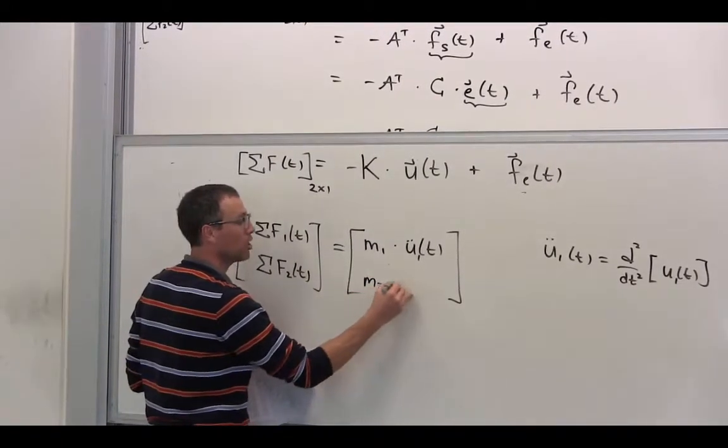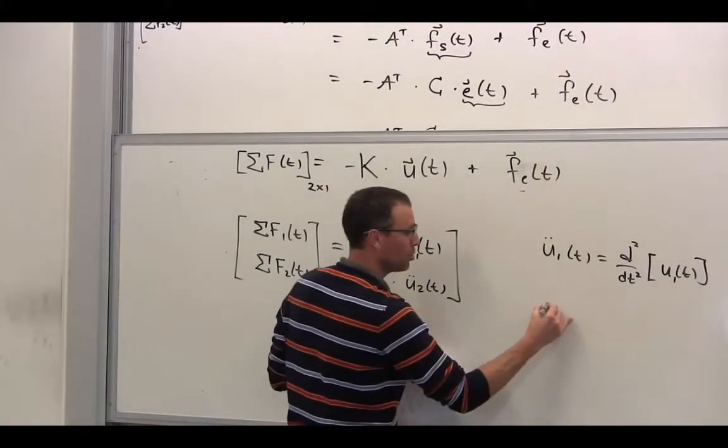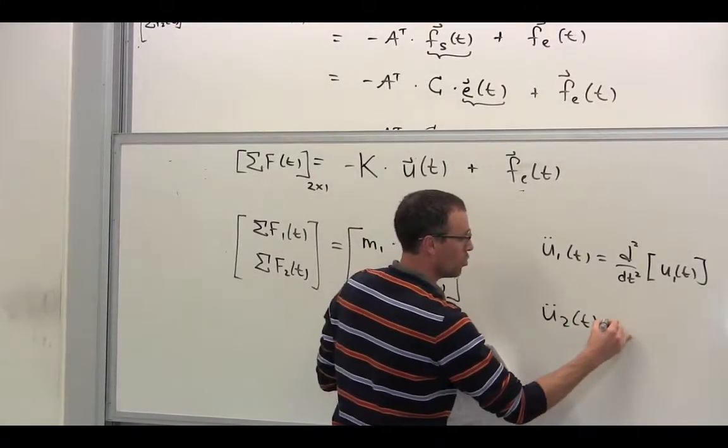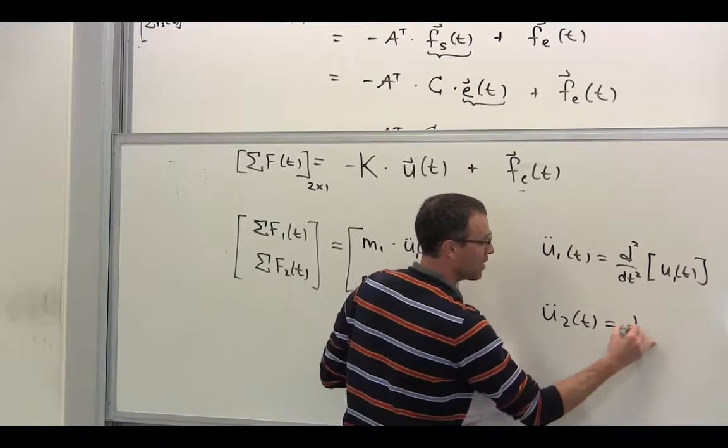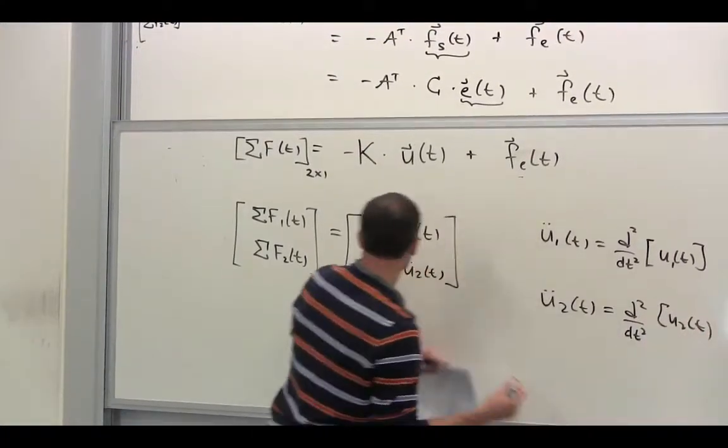What's the net force on mass 2? It would be m2 times the second derivative of the displacement of mass 2. So u2 double dot is the second derivative with respect to t of the displacement function.